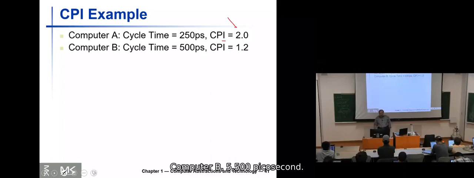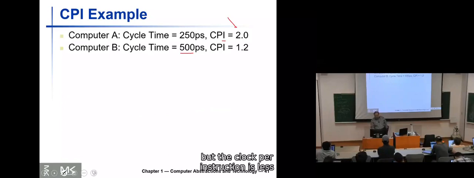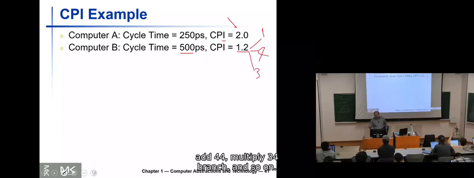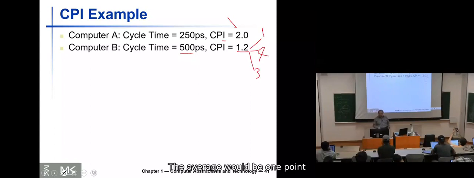Computer B, 500 picosecond, it means 2 gigahertz. The clock is 2 gigahertz, but the clock per instruction is less because it has a better architecture, so it is 1.2 clock per instruction on average. For example, it might be 1 for add, 4 for multiply, 3 for branch, and so on. The average would be 1.2.